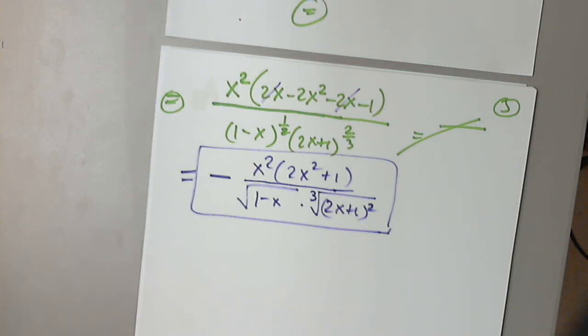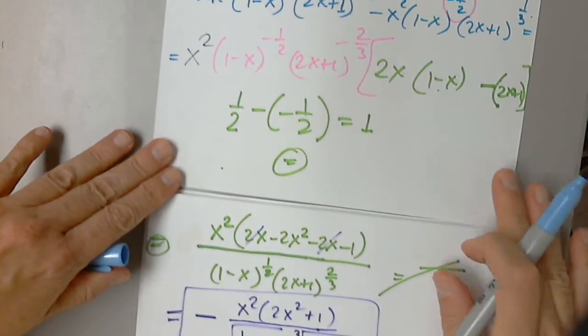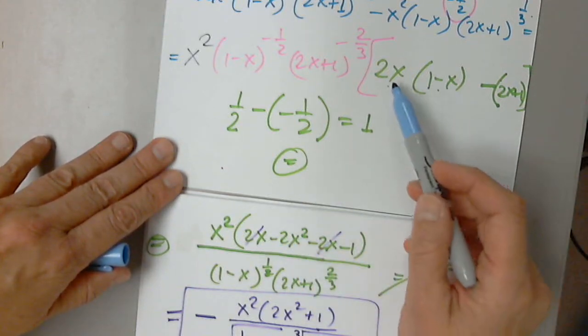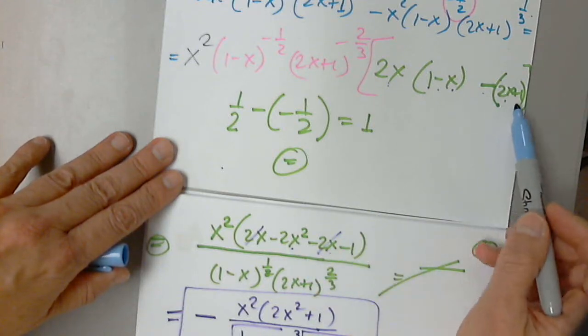Yes, please. Can you just scroll up a little bit? Yes, of course. How'd you get negative 2x squared? In the bottom? This one? Yeah. 2x times 1 is 2x. 2x times negative x is negative 2x squared, minus 2x and minus 1.